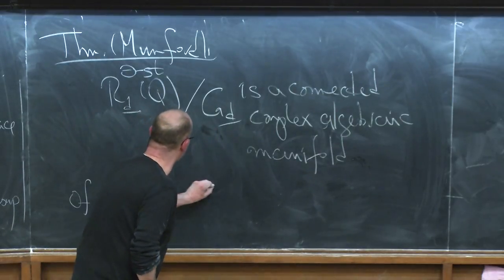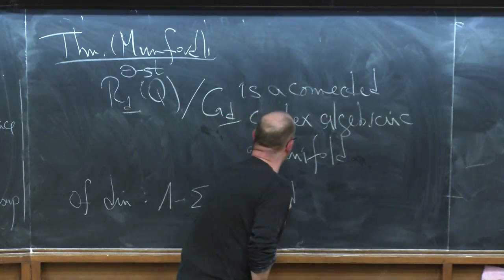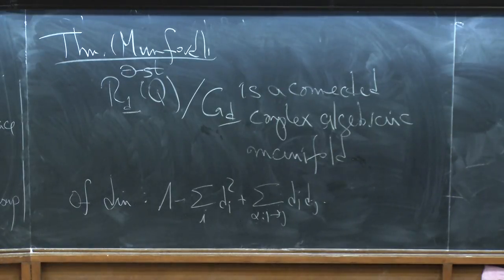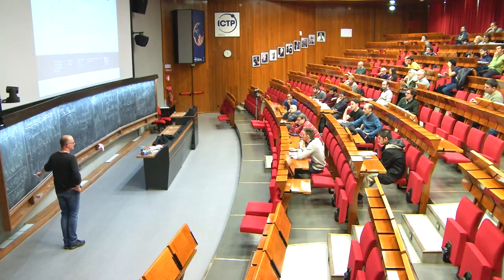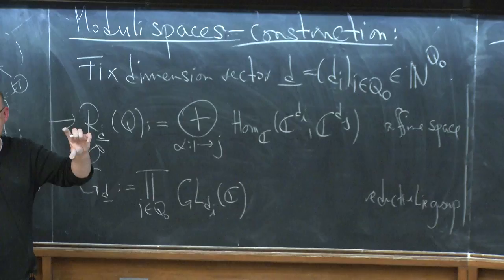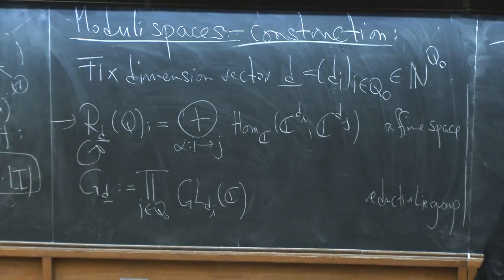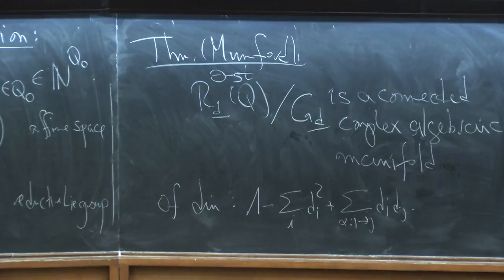So there's the following formula: 1 minus the sum over all i of d_i squared plus the sum over all arrows from i to j of d_i d_j. And this dimension formula, you can somehow almost guess. If you want to take this quotient, you take the dimension of the space minus the dimension of the group. This is not absolutely true because there is a small C star sitting inside this group diagonally, which acts trivially. If you just conjugate by the same scalar matrix everywhere, it does nothing. And this plus one: this is the dimension of the space, this is the dimension of the group, and this is the one to get rid of this scalar subgroup acting trivially.